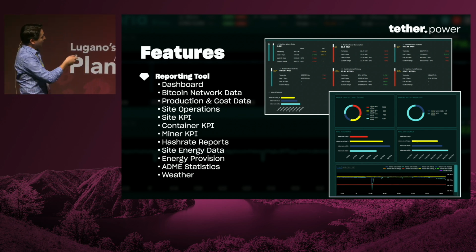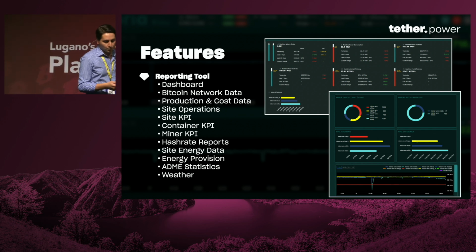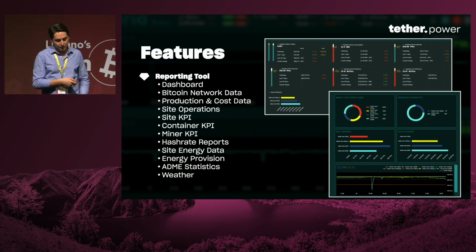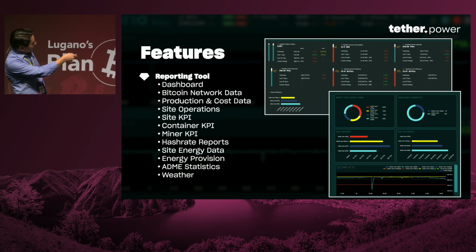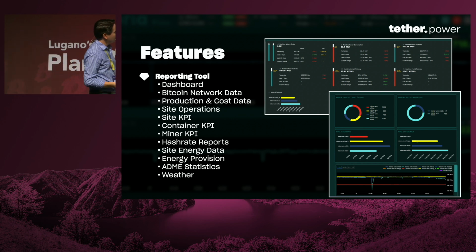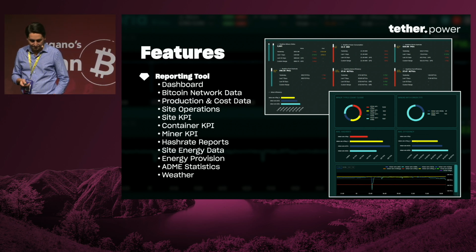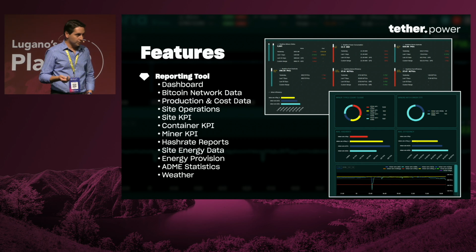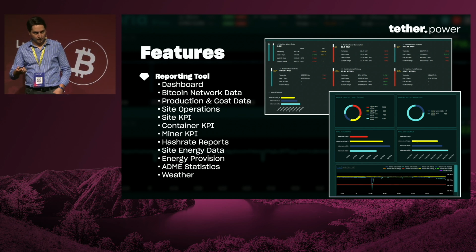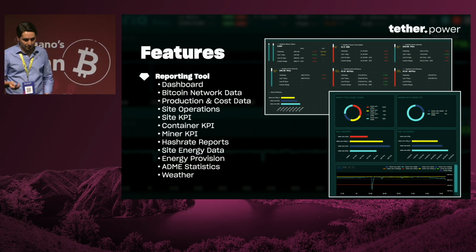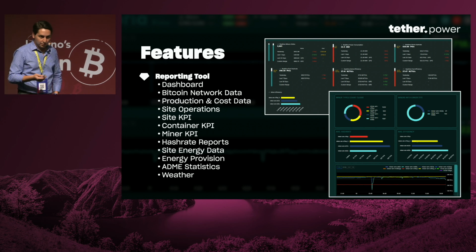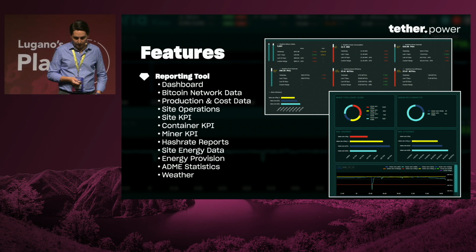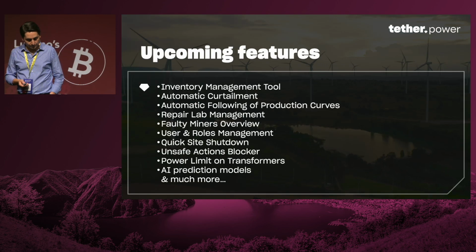And then, of course, we can have a look at the miner KPIs, so how many miners are broken, which type, which brands, or which models are broken, what is the average efficiency per miner type, what is the average hash rate per miner type, historical data, and so on. And you can, of course, produce financial reporting: how much Bitcoin have you produced, how much did it cost you, and everything that is required for that.